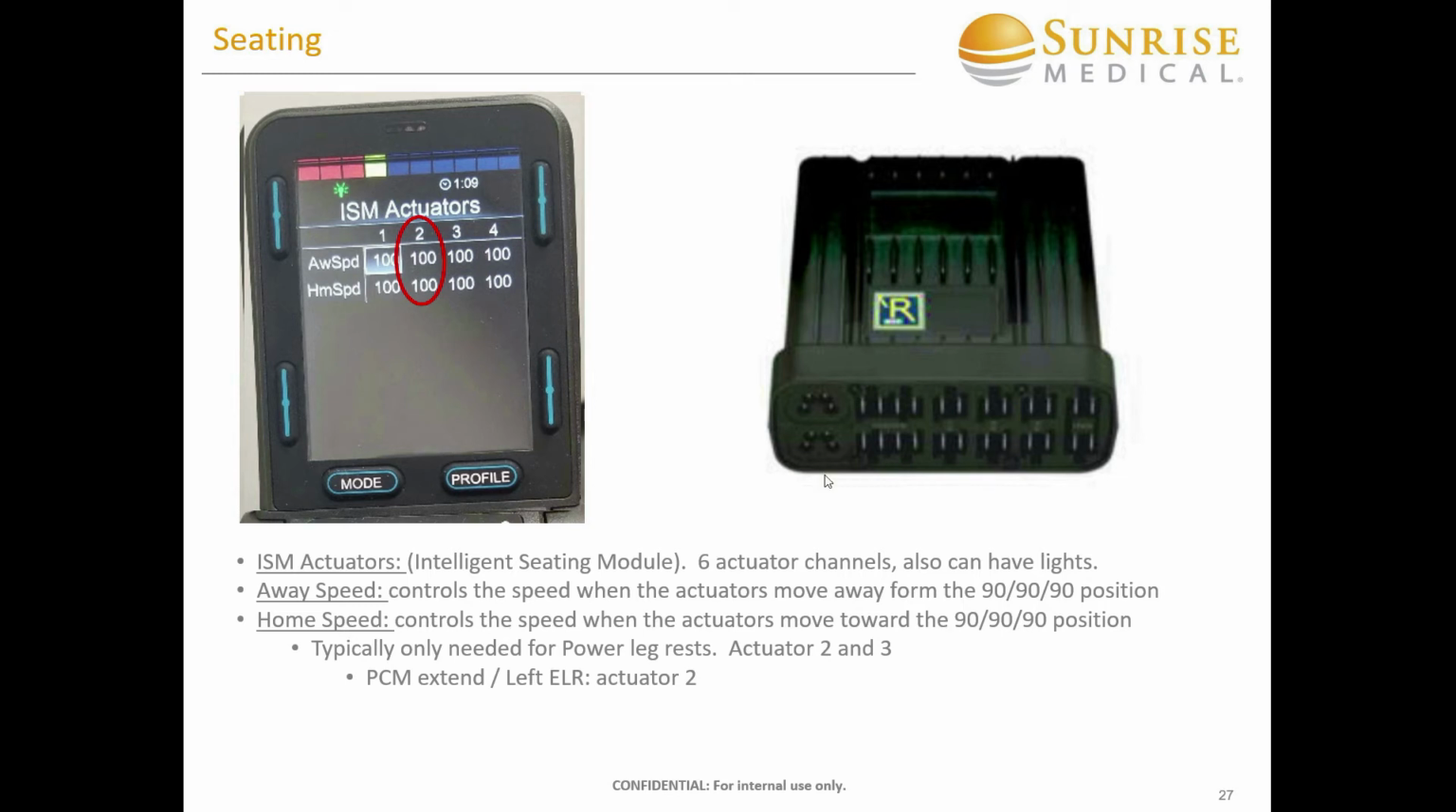So you have the capability here to change the home speed and the away speed for channel number 2, which is your power center mount extend, or if you're using power ELRs, this is your left ELR, or you can use it for your right ELR or your lift actuator for number 3. That's really the primary reason that you would want to change that. Otherwise, you would want to leave all of these at 100%.